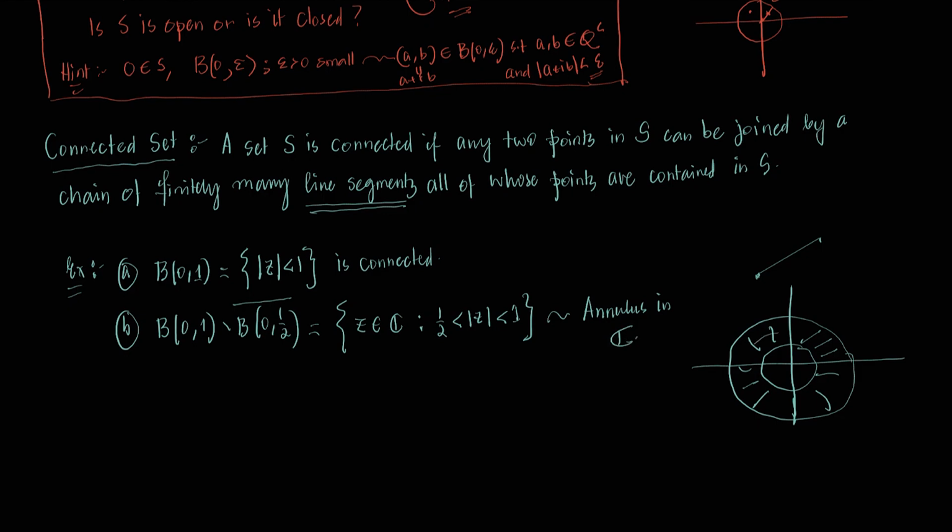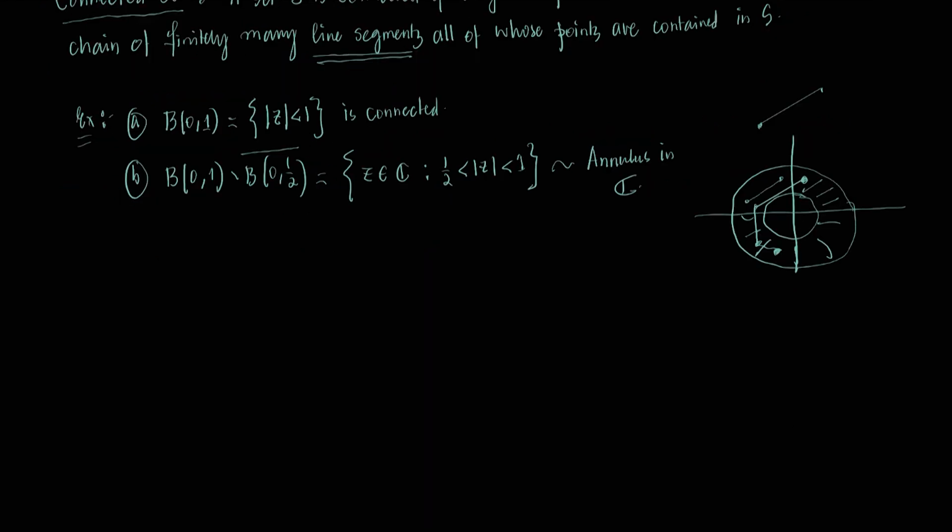Why is this connected? If you take any 2 points here and here, you can often connect them using a straight line. If you take a point here and another point there, but there is this big hole, you connect them using some other points. You take another point here, and another here, and you can actually reach it. So essentially you see finitely many line segments to reach that. So this is also a connected set in our example.